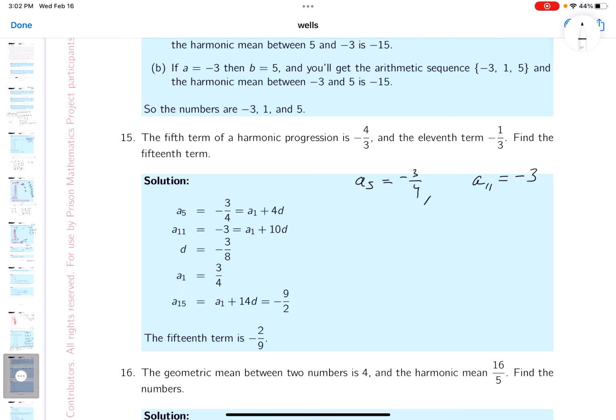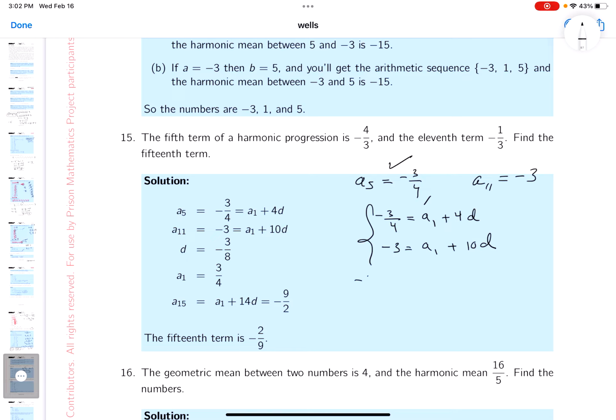And let's write this down. So I'll write this over here. So minus 3/4 will be equal to A1 plus 4D. That's right over here. Minus 3 is equal to A1 plus 10D. These are two equations, two unknowns, and I could figure out both A1 and D by using these equations. And the way I'm going to do that, I'm going to do it by subtraction.